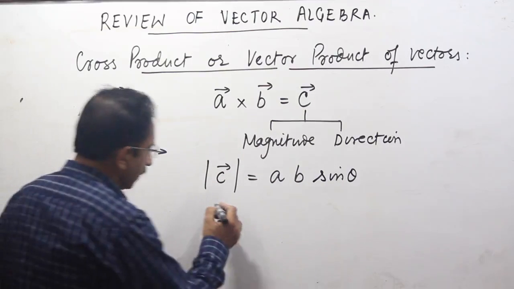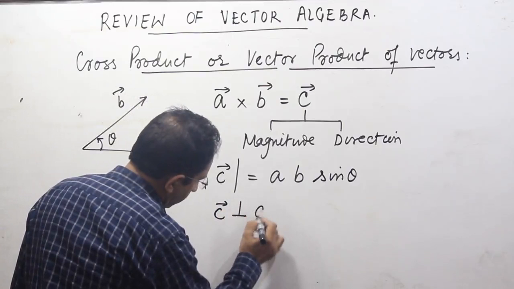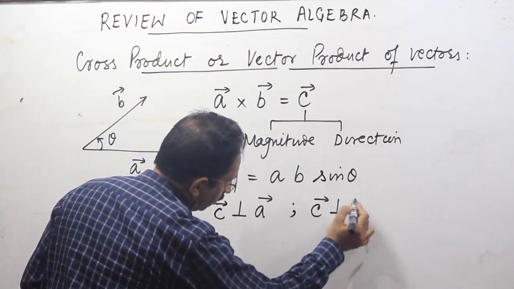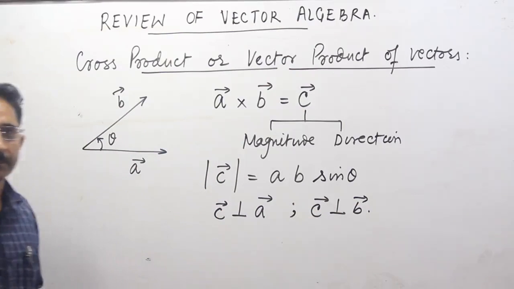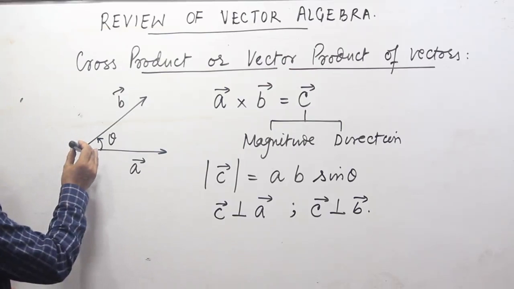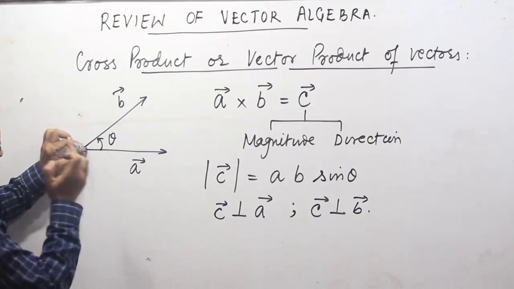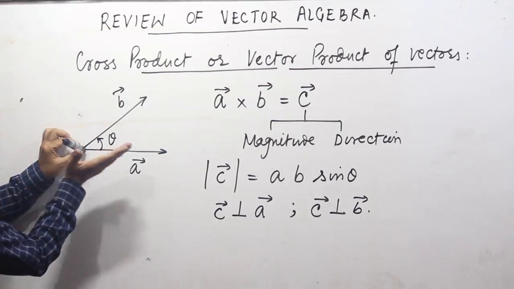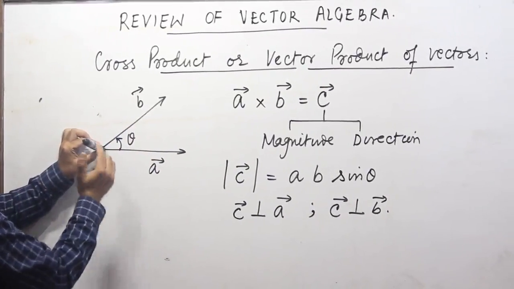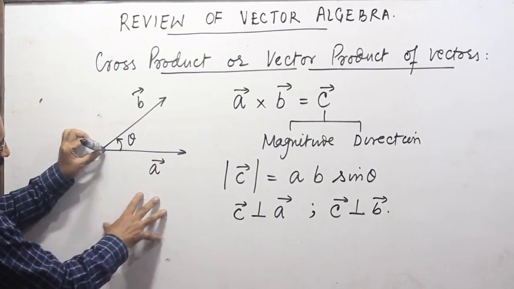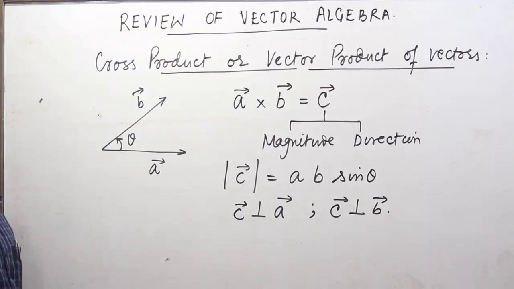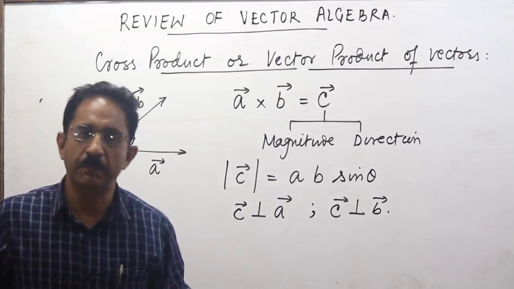Now direction of vector C is such that it is perpendicular to direction of vector A and C is perpendicular to the direction of vector B. How does it happen? It so happens that if I take vector C as the vector along the direction of pen, then I have vector A, vector B, both perpendicular to the direction of pen. That means in this plane, in the plane of board, if A and B lie, vector C is perpendicular to that plane. So we have a complete definition.